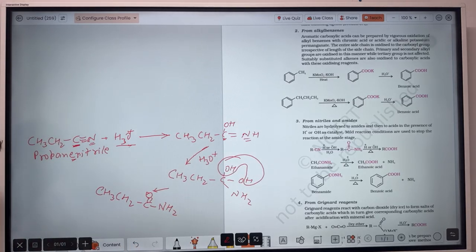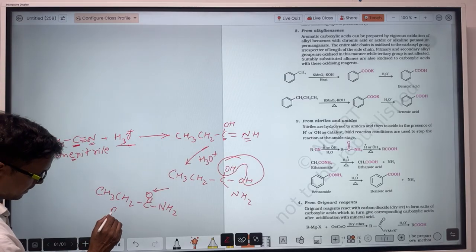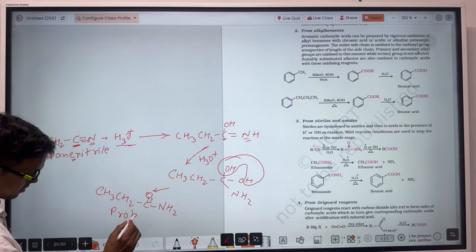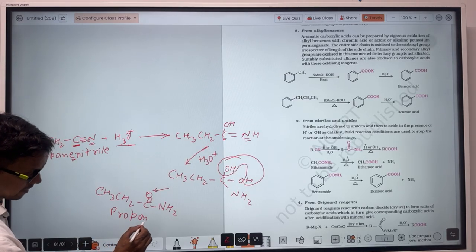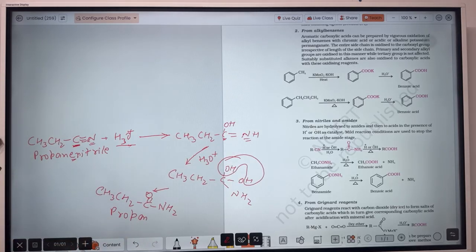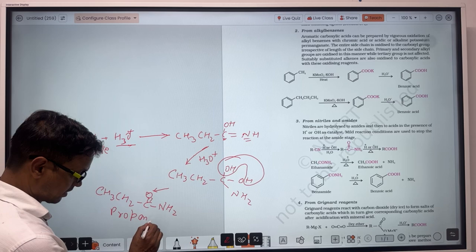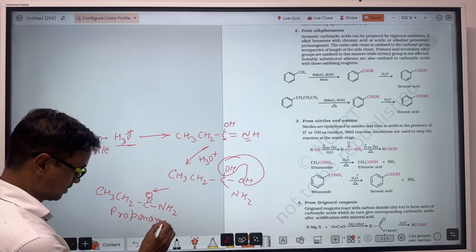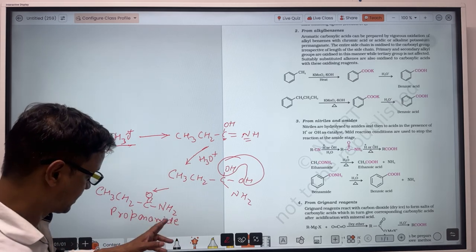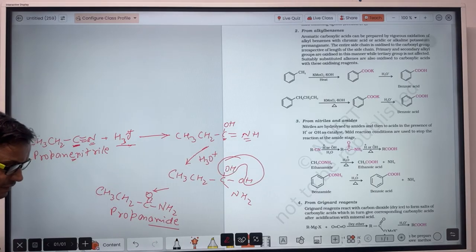And what is the IUPAC name? 3 carbon atoms, so that will be propane. And here amide, that is a vowel, so E will be replaced by amide. So propanamide. E has been replaced by amide.